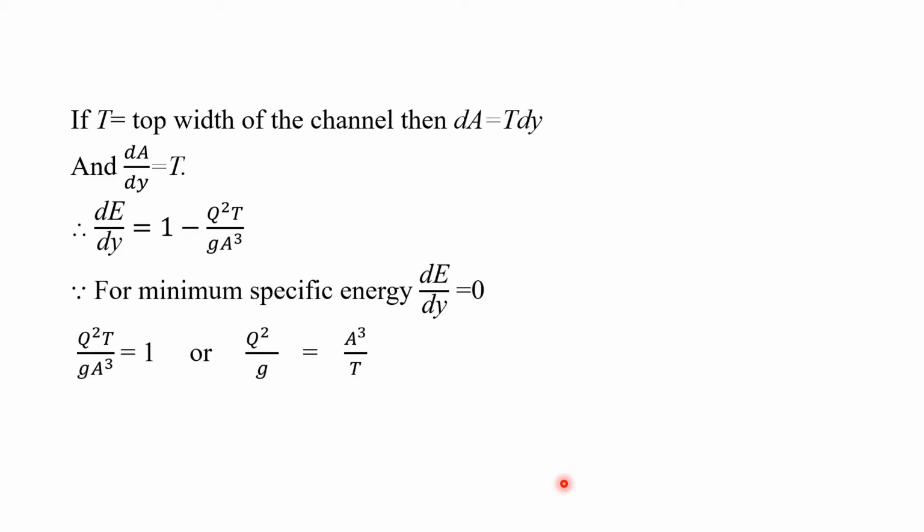If T is the top width of the channel, then dA equals T into dy, and dA by dy equals T. Therefore, dE by dy becomes 1 minus Q square T by G A cube. For minimum specific energy, dE by dy will be equal to 0, or Q square into T by G A cube equals 1, or Q square by G is equal to A cube by T. So this is the equation for critical flow.